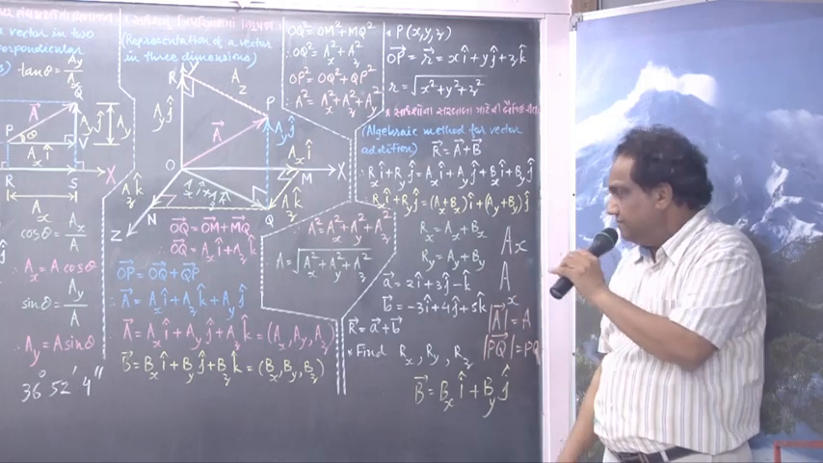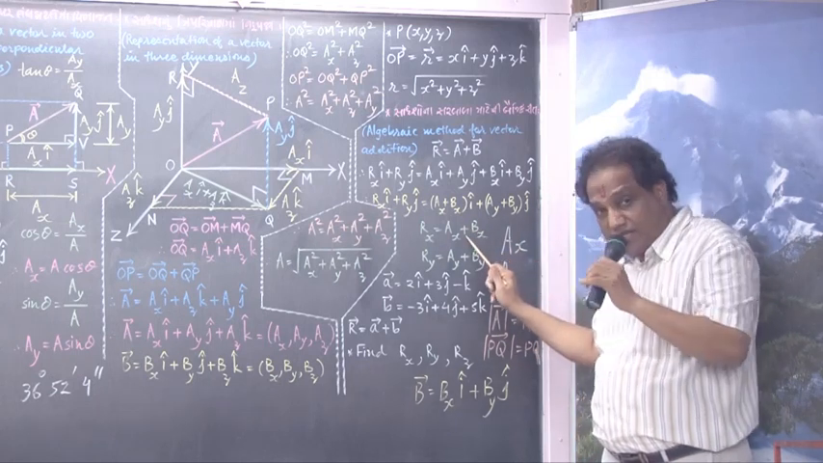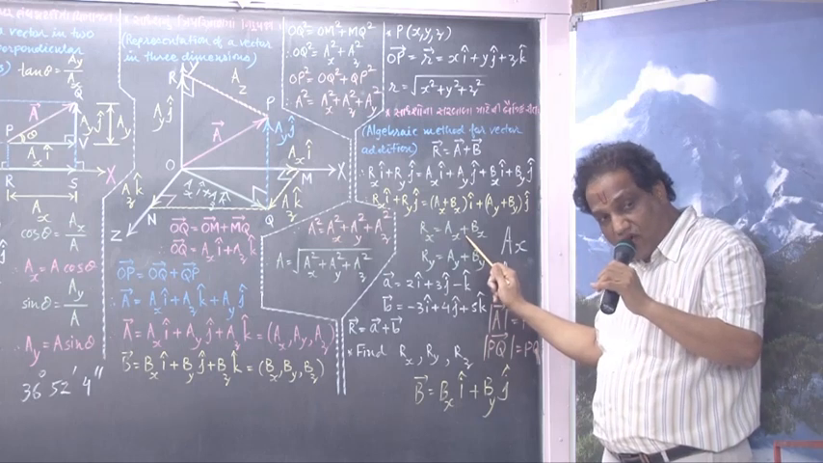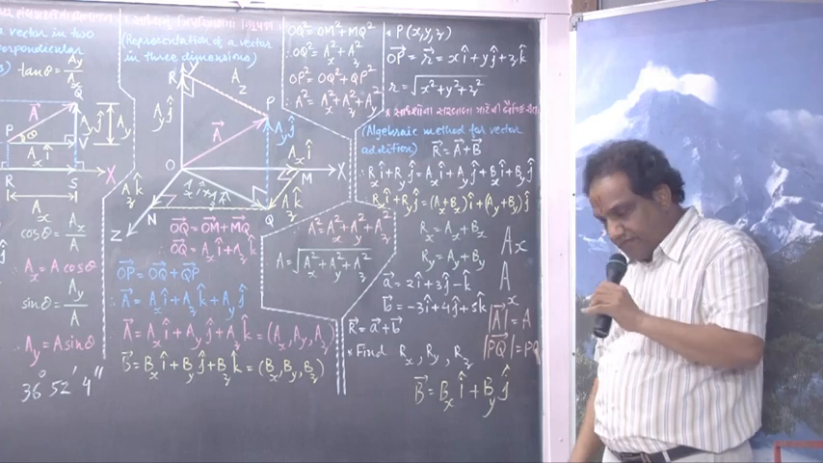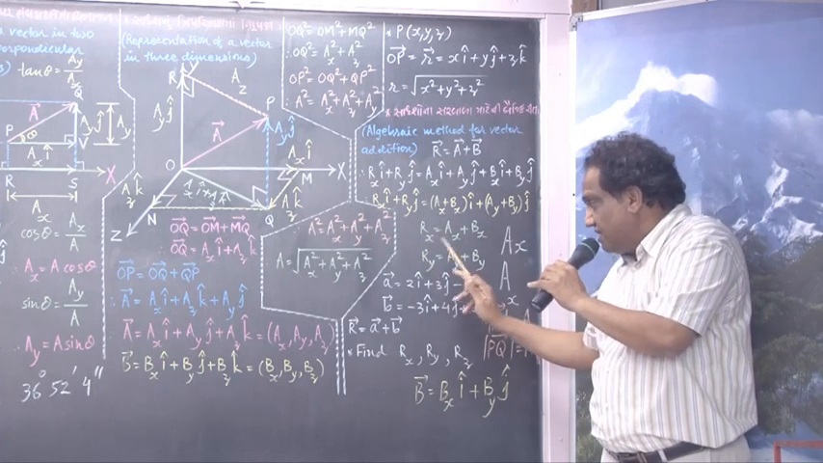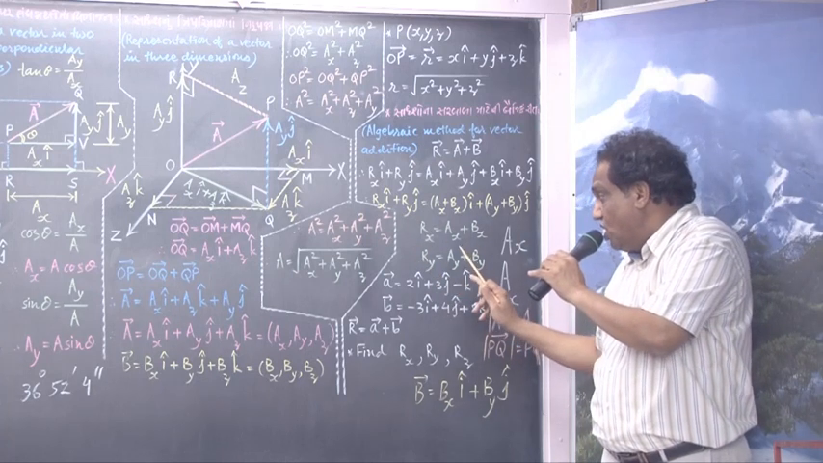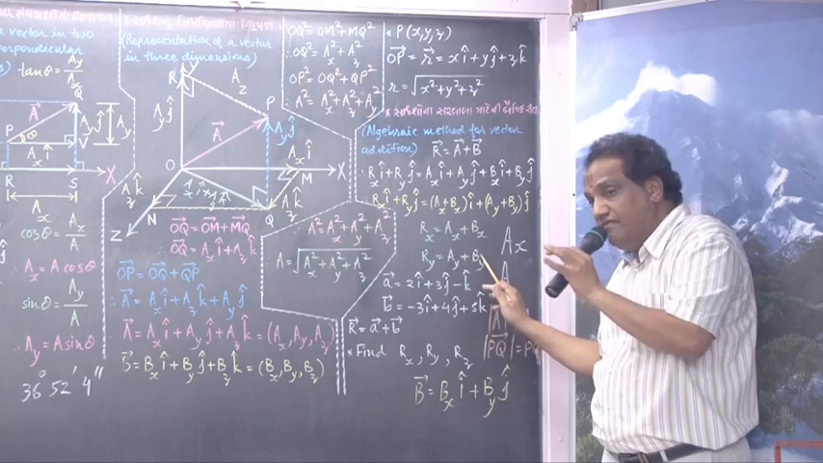is nothing but the algebraic addition of x components of the given vectors. The y component of the resultant vector is nothing but the algebraic summation of y components of the given vectors.